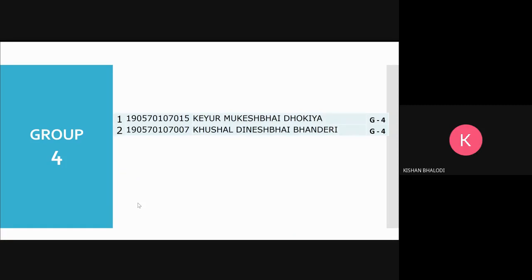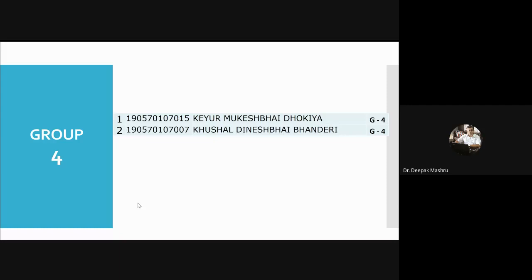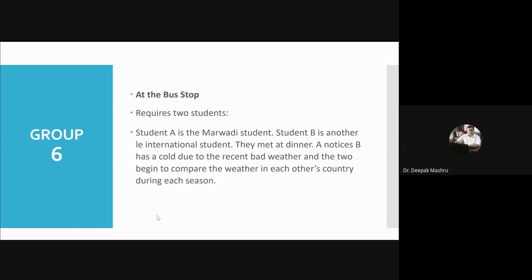Miloni and Nishta, you were supposed to switch to another group, I guess. Sir, I went to group 4, but I thought that there were 4 students, but there are only 2. You told me to go to group 4. Okay. Is there any group with only 2 students? I guess in group 6, 2 students from your group are missing, right? Yes. So it requires 2 students only.